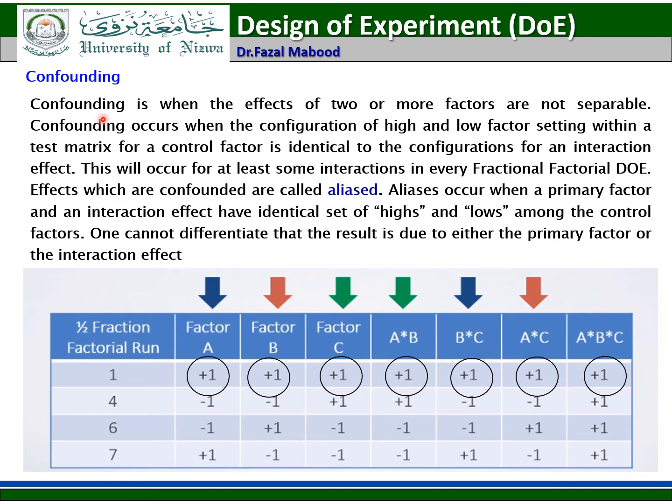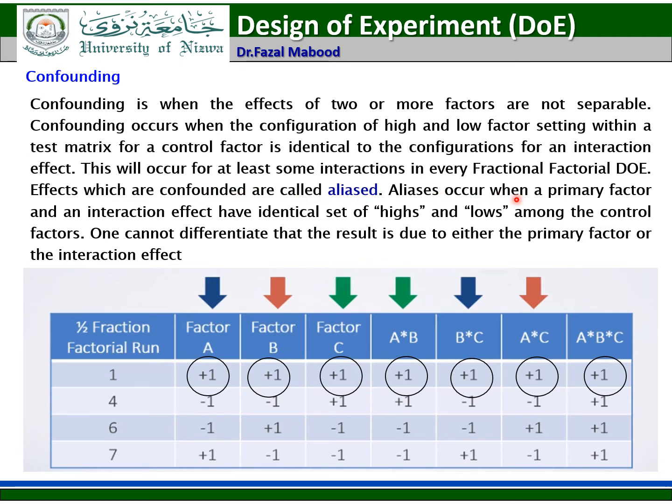Confounding. Confounding is when the effects of two or more factors are not separable. Confounding occurs when the configuration of high and low factor settings within the test matrix for a control factor is identical to the configuration for an interaction effect. This will occur for at least some interactions in every fractional factorial design. Effects which are confounded are called aliased.